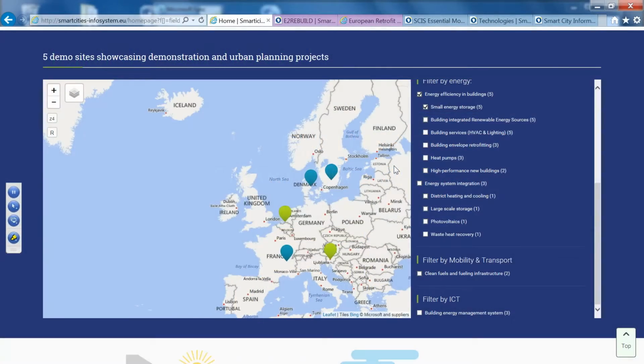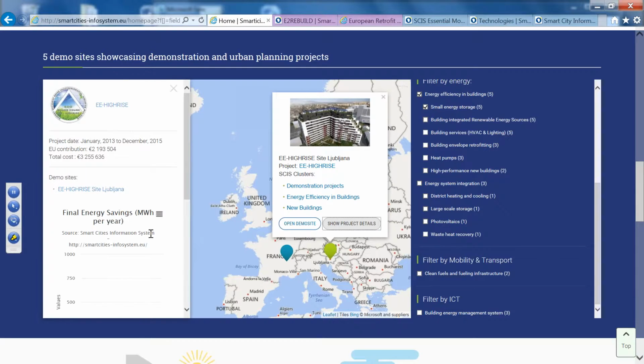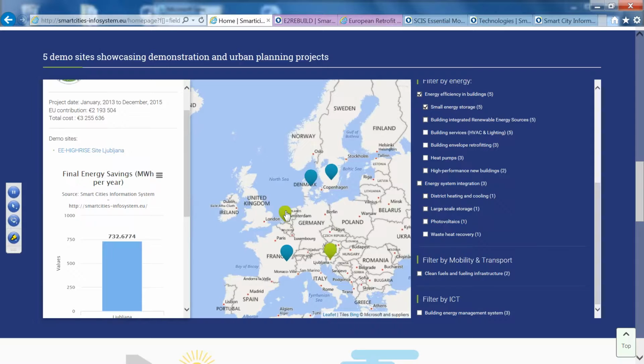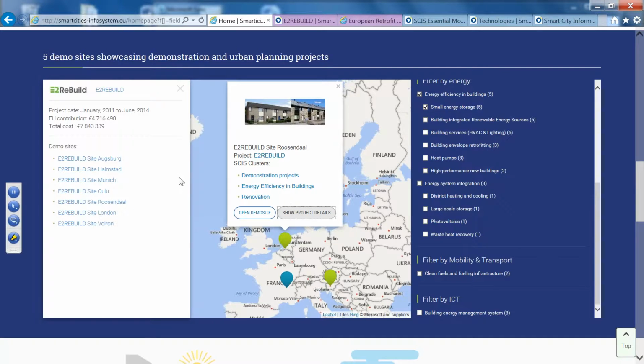We put it in an easy way to the general public. If you, for example, want to see small energy storage projects in Slovenia, you will see them here. You can go to the technologies that develop demonstration projects and see some results from the project. Or maybe you are more interested in what they did here in Holland, and you can see the project details of E2 Reveal.